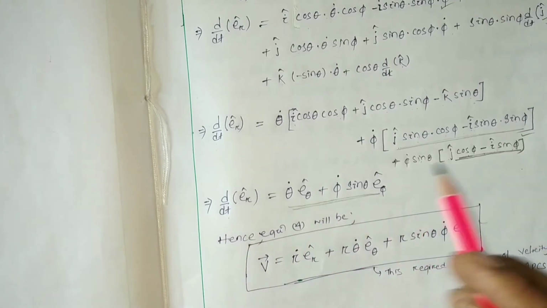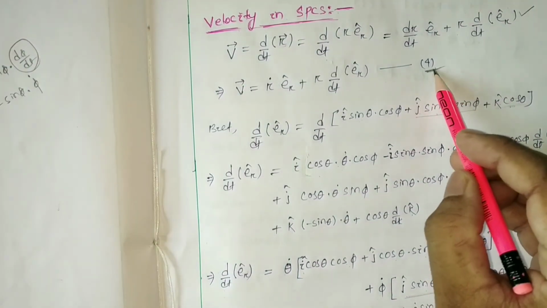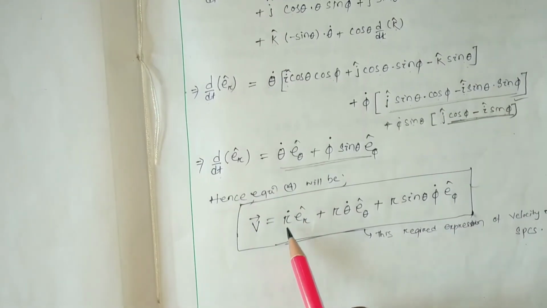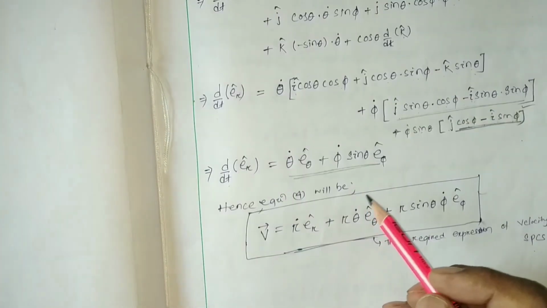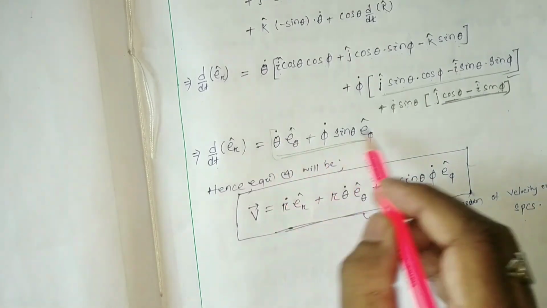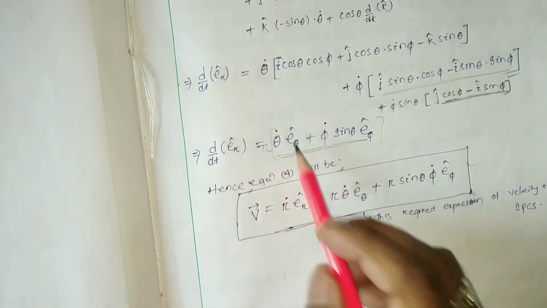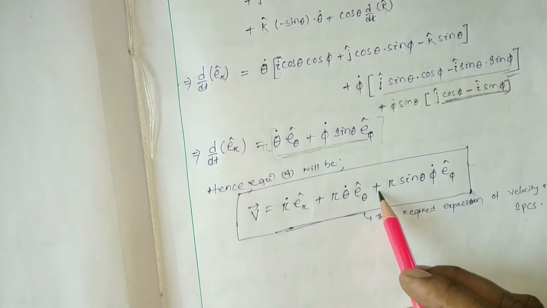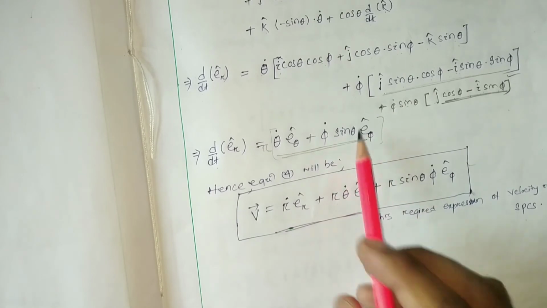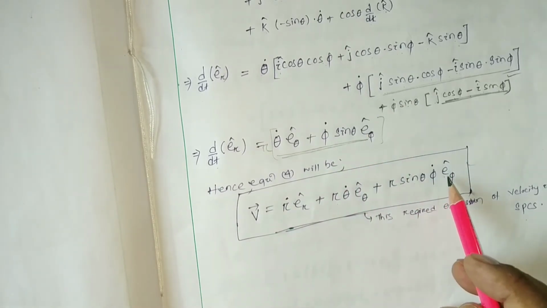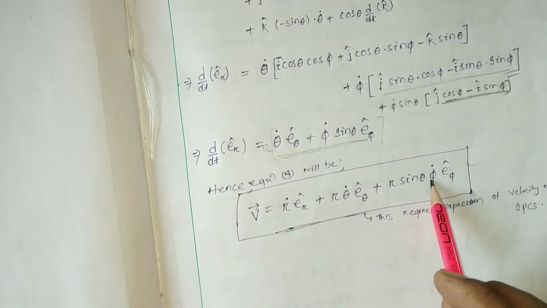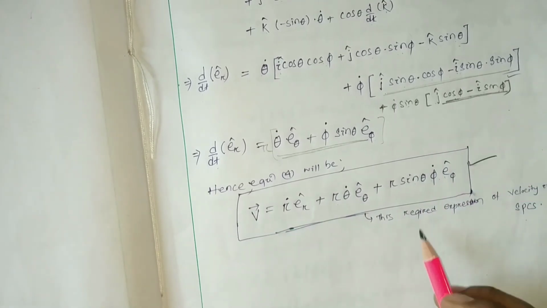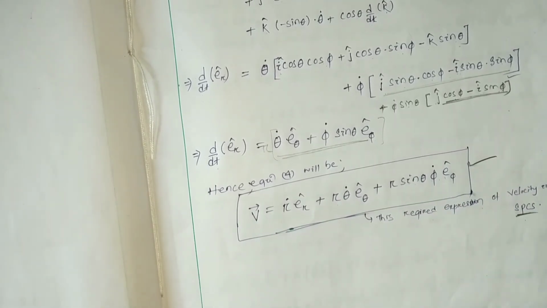So now equation number 4 will be r dot e_r cap plus r into d by dt of e_r cap. d by dt of e_r cap is nothing but this one multiplied with r. So r theta dot e theta cap plus r phi dot sin theta e phi cap, that is r sin theta phi dot e phi cap. Here phi dot sin theta is there, I wrote sin theta phi dot, no problem. This is the required expression of velocity in spherical polar coordinate system.